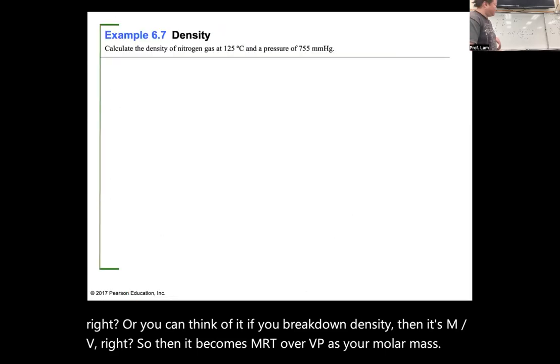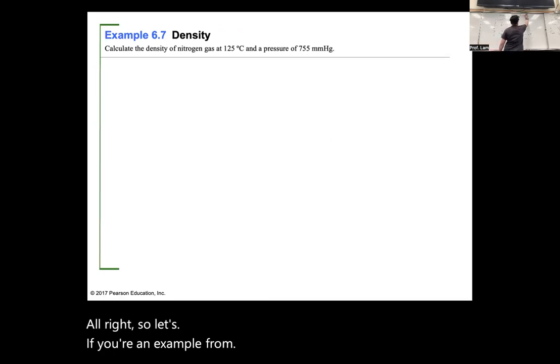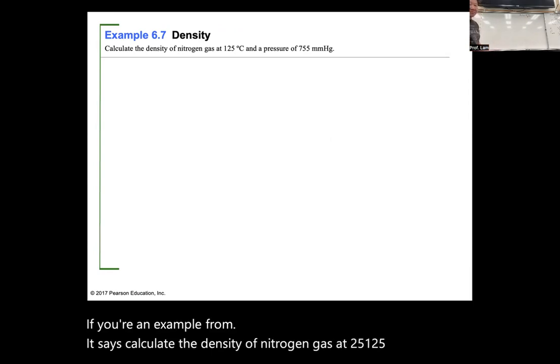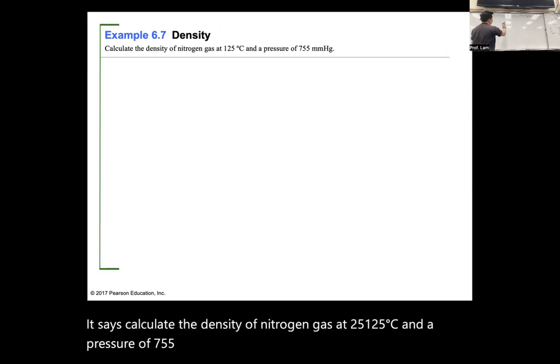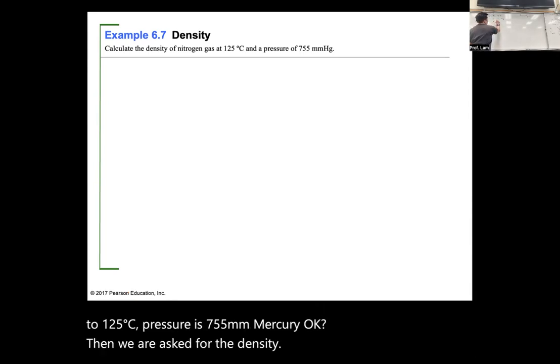All right, so let's do an example problem. It says, calculate the density of nitrogen gas at 125 degrees Celsius and a pressure of 755 millimeter mercury. So nitrogen gas, what temperature? T is equal to 125 degrees Celsius. Pressure is 755 millimeter mercury. And then we are asked for the density.